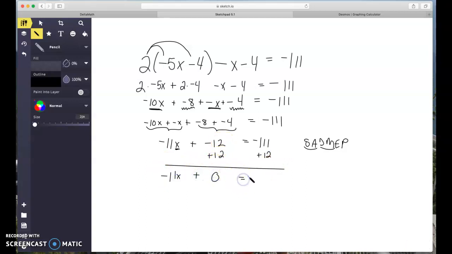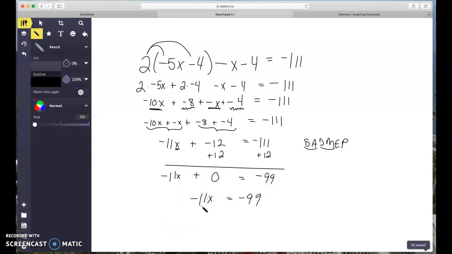That's my self-check along the way. And I've got this negative 111 plus 12. So it's going to give me negative 99. So negative 11x equals negative 99.